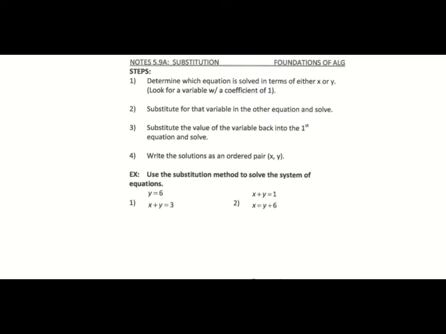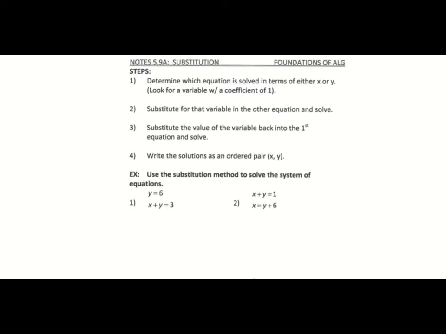All right, in 5.9a, we are going to talk about solving systems of equations using substitution. So in 5.8, we used graphing to solve our equations, and in these examples, we're going to use substitution.